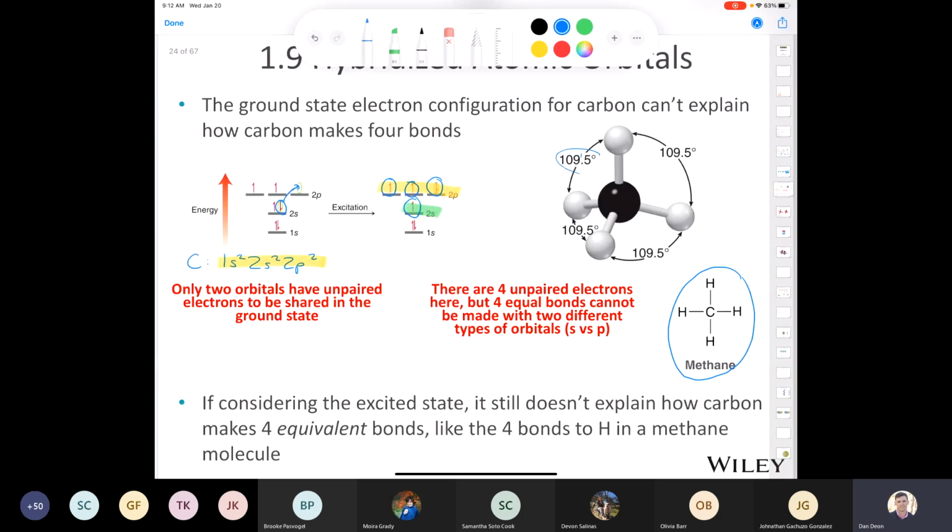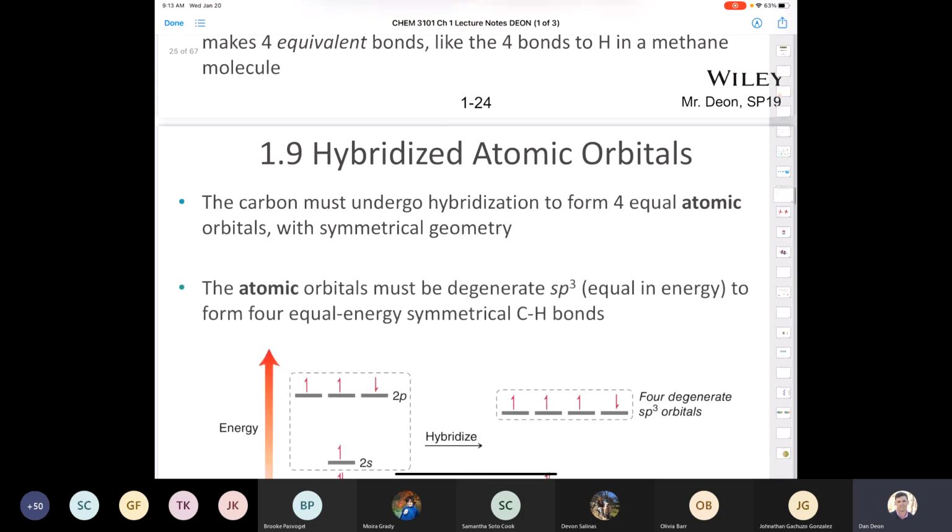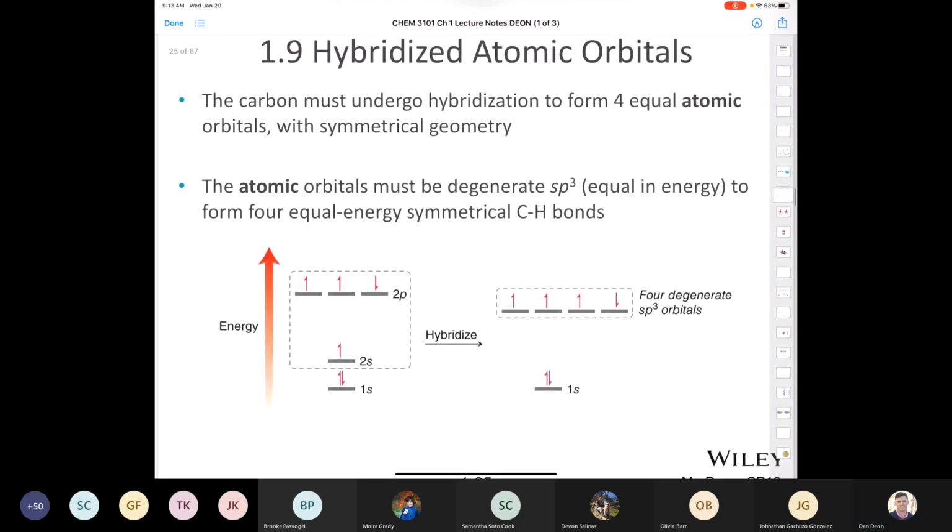Okay, you should know what a tetrahedron is, right? You should know the bond angle of a tetrahedron. Each one of these bond angles is 109.5 degrees. So what's the answer to this? The answer is we take all of these orbitals, the 3 2p orbitals and the 1 2s orbital, and we put them in a blender, and we mix them up. That is called hybridization.